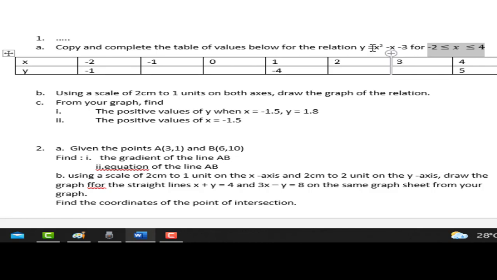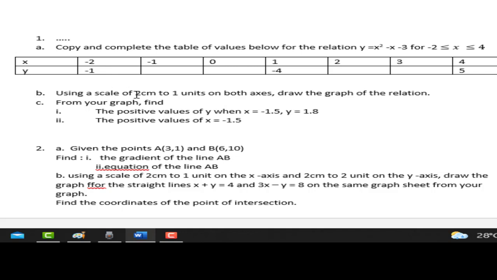Now we've been asked to use this relation to come out with the values of our y. Now we should bear in mind that since we are having a square term here, it means that our graph is not linear but a quadratic one, meaning that our graph is going to be a curve. It's not going to be a straight line. So we should bear that in mind.